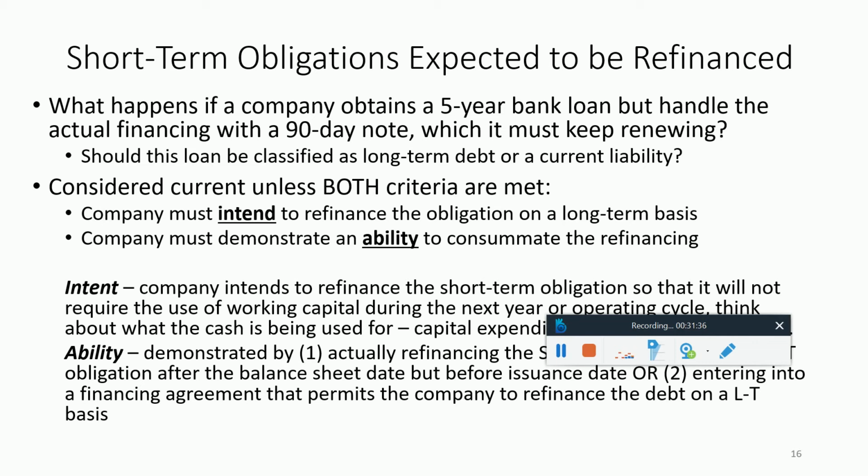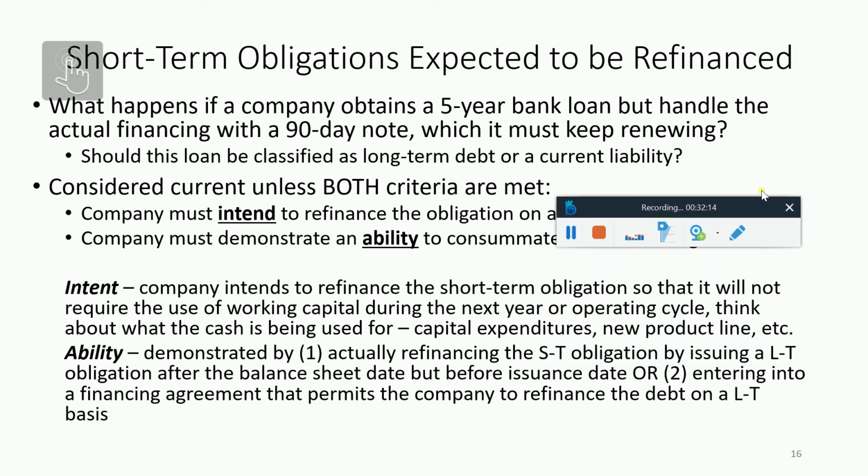And so the rules say that you are going to consider it to be a current liability unless both of the following criteria are met. First and foremost, the company must intend to refinance the obligation on a long-term basis. And secondly, the company must demonstrate an ability to consummate the refinancing. So when it comes to intent, the company must intend to refinance the short-term obligation so that it will not require the use of working capital during the next year or operating cycle.